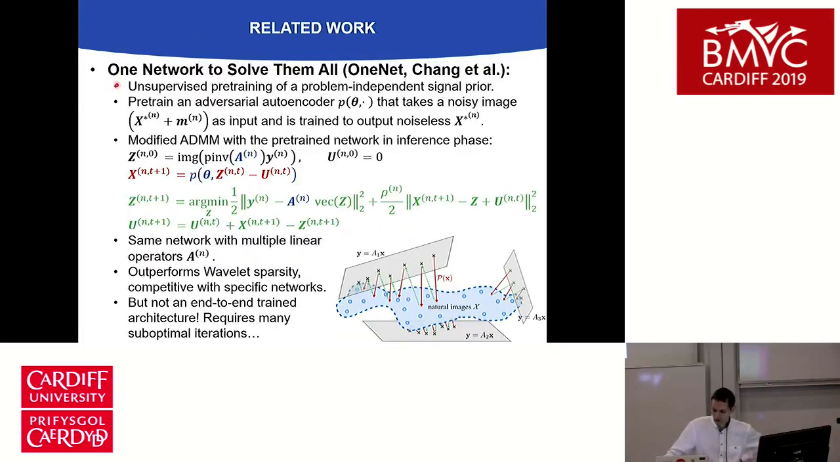That's exactly what OneNet does. The authors in the paper proposed to pre-train an adversarial autoencoder that takes a noisy image as input and outputs its noiseless counterpart. Once it's pre-trained, they just plug it into the X update. The benefit of this method is that it outperforms wavelet sparsity, and it is also a multitask learning problem. You can vary the matrix A and still use the same deep network to solve multiple problems, and these problems can be very different. The downside is, like I said, that the red steps are trained independently from the green steps. So it's not an end-to-end trained architecture, and this leads to severe convergence issues.